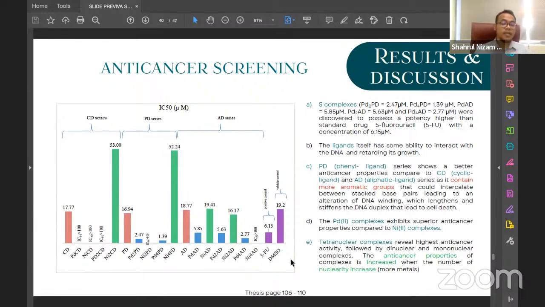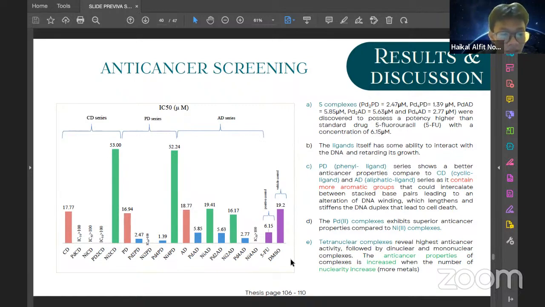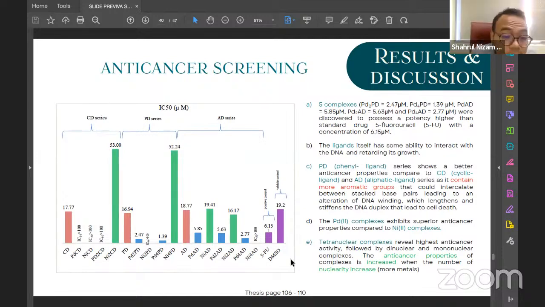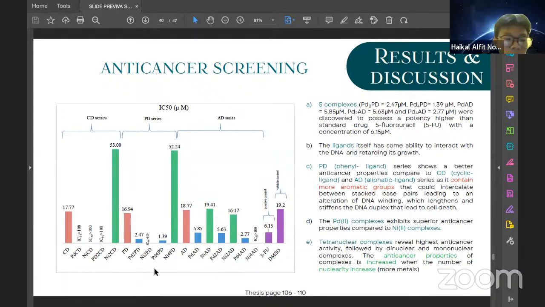Can you identify anything that is less than 6.15? Ada. Ini dokter di PD for AD ya, PD 2.77 mana? Ya. Terus lagi? Ya yang 2.7, terus PD for PD yang 1.39. Betul.